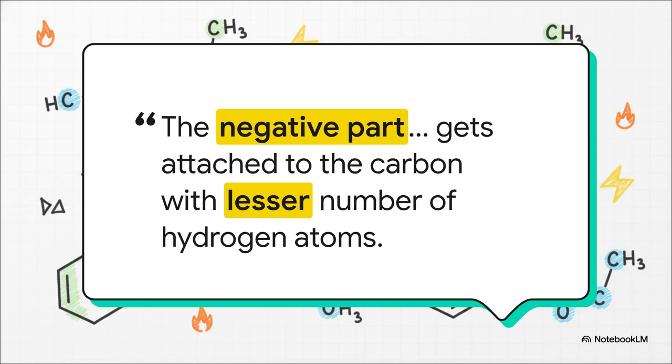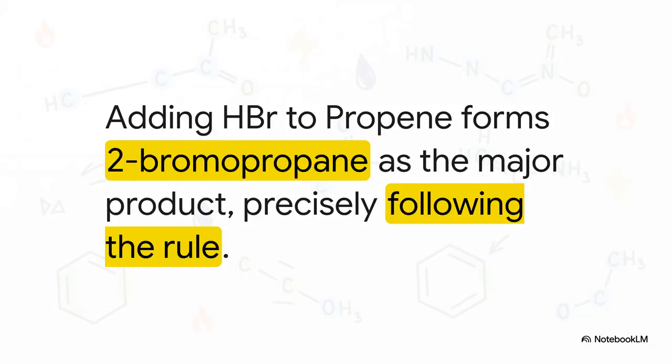It says that the other thing, the negative part you're adding, will almost always attach to the carbon atom in the double bond that already has fewer hydrogen atoms. It's a remarkably reliable rule. Let's look at a real example so this makes sense. If you add HBr to propene, that middle carbon has just one hydrogen, but the carbon on the end has two. And just like the rule says, that bromine atom goes right to the middle carbon. You end up with 2-bromopropane as your main product. The chemistry is so predictable.